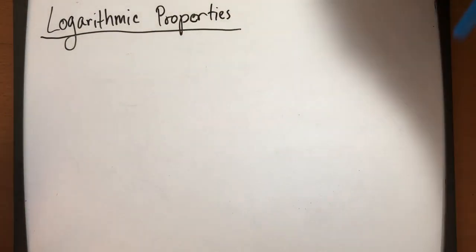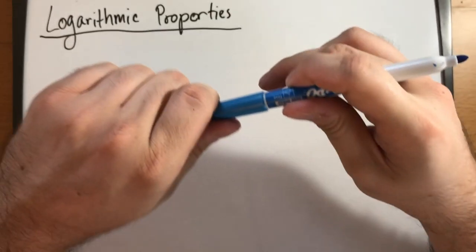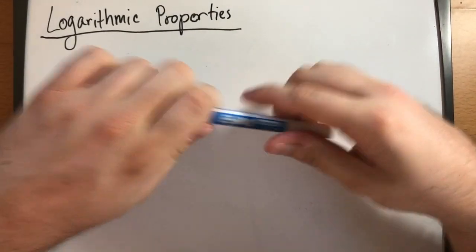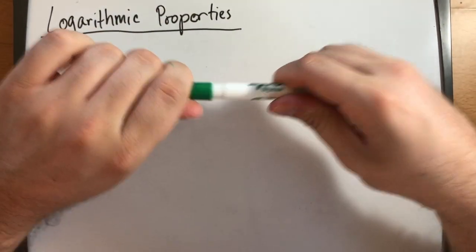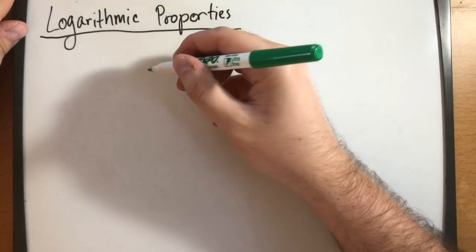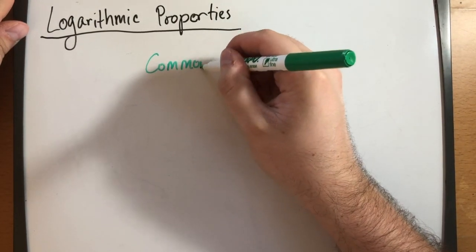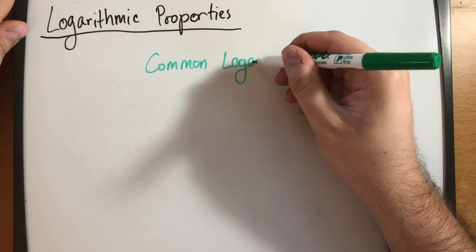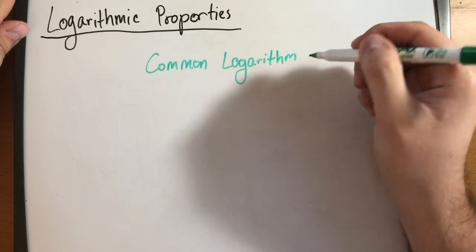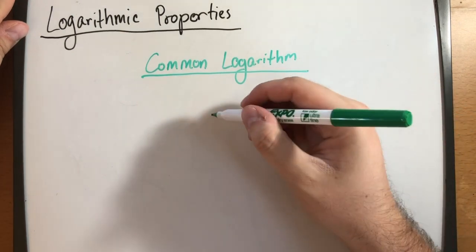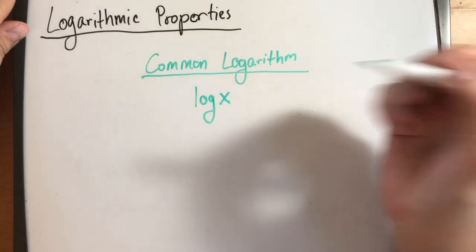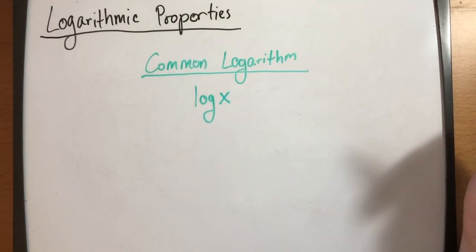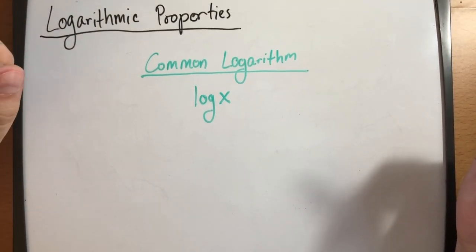Now, the last two are not essentially properties, but specific notations that we use for two special cases of logarithms. The first one is called the common log. Now, you may see this a lot, especially on a calculator: the notation log x. At first glance, you're like, wait a second, doesn't a log have to have a base? And yes, that is true.